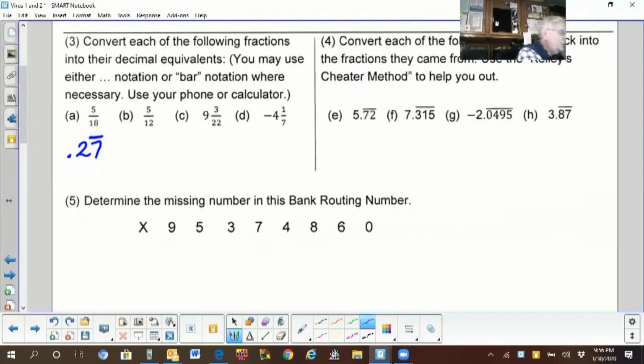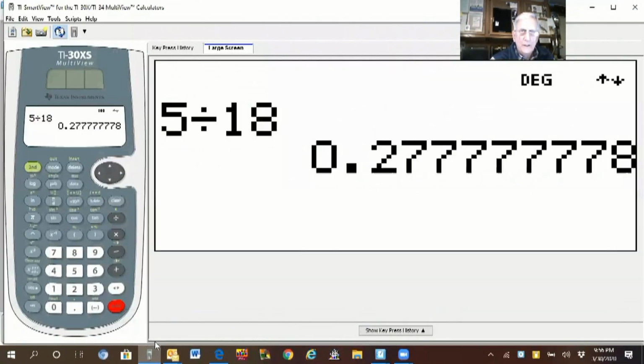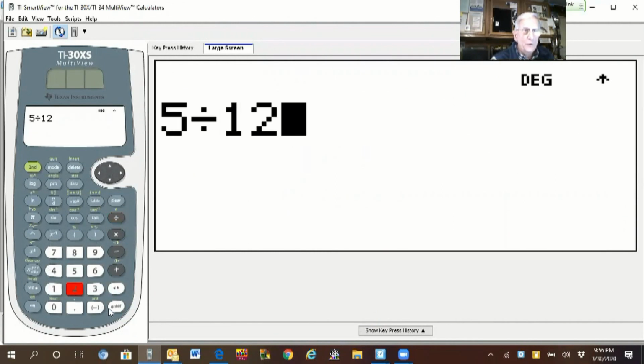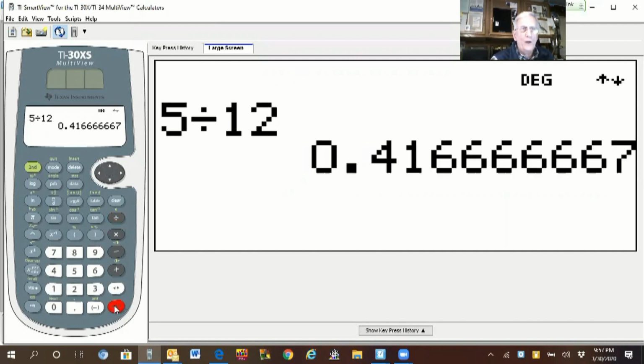Or I could write 0.27777..., which is the same thing as the bar notation. Now, to give myself more room, I'm going to erase the second answer here. How about 5/12? If I bring the calculator back up, I can take 5 and divide it by 12. And when I do that, you will see that I obtain 0.416, and then the 6s start repeating, okay?